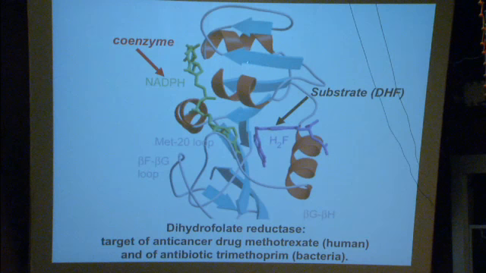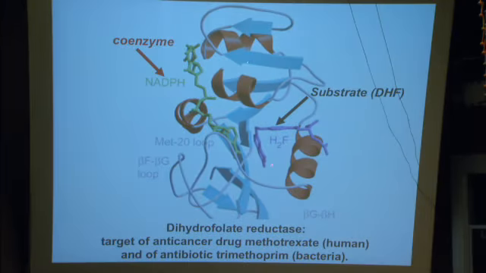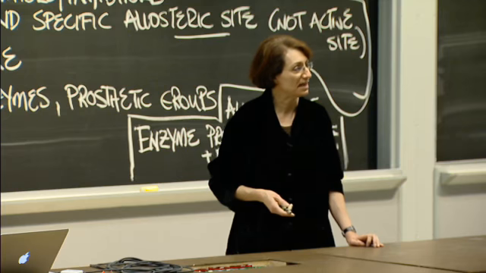Here's a structure of the protein. You can see the alpha helices in brown and the beta sheets in blue and this kind of unstructured loopy stuff in between. And here is the substrate, dihydrofolate, binding to its active site. Dihydrofolate reductase requires a coenzyme, something called NADPH, which is a very important coenzyme. It's also part of the energy production cycle. And dihydrofolate reductase is not only essential for life, but it's a target of the anti-cancer drug methotrexate and of trimethoprim, which is an antibiotic.